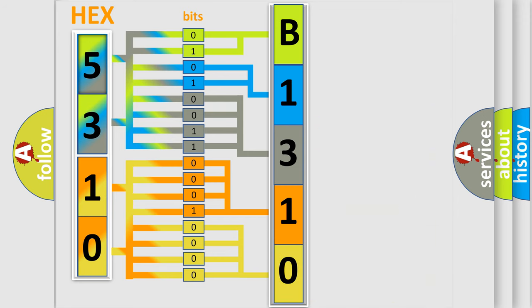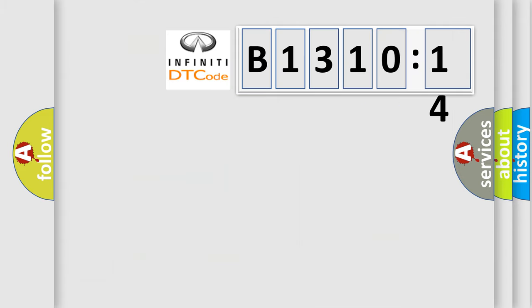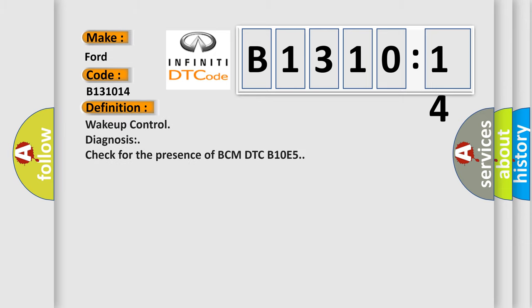We now know in what way the diagnostic tool translates the received information into a more comprehensible format. The number itself does not make sense to us if we cannot assign information to what it actually expresses. So, what does the Diagnostic Trouble Code B1331-14 interpret specifically for Infiniti car manufacturers?